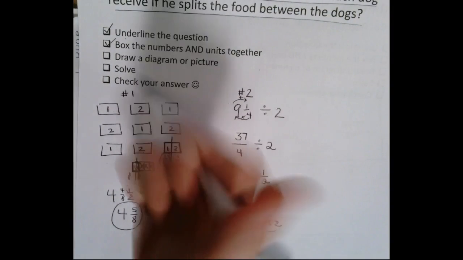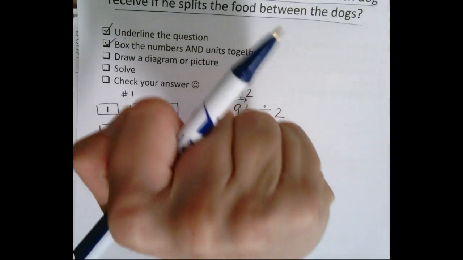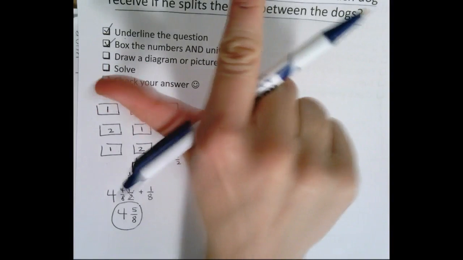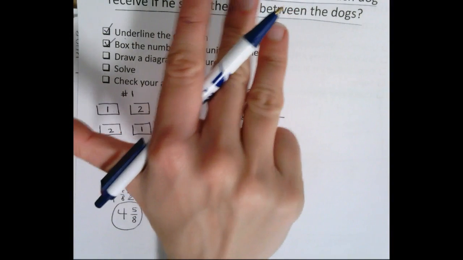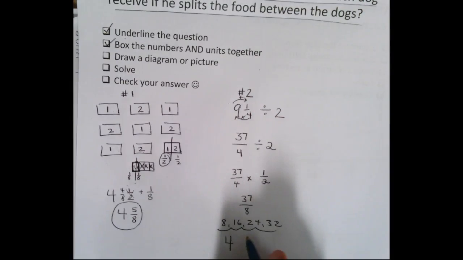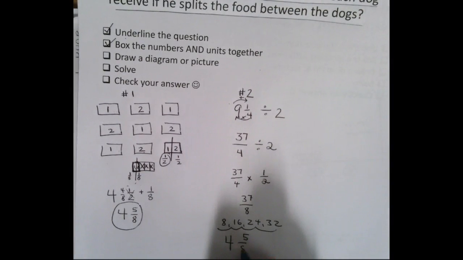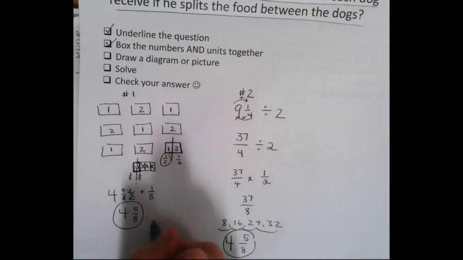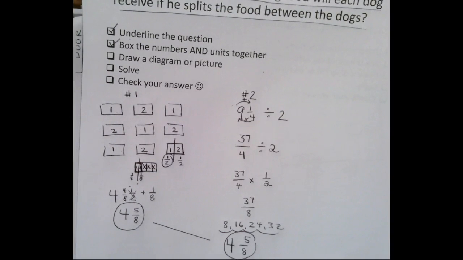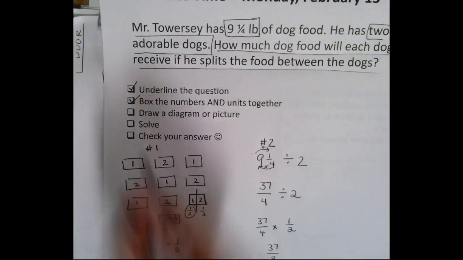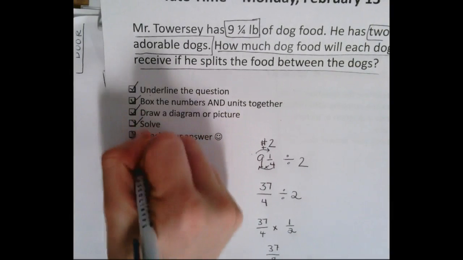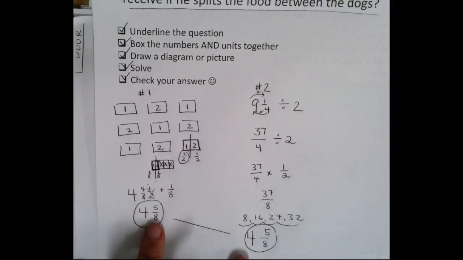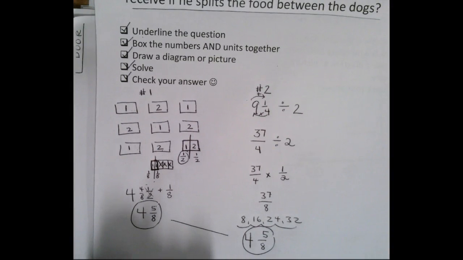We can count up. 32, 33, 34, 35, 36, 37. That makes 4 and 5 eighths. So these two answers are the same. If we go back to our steps, we drew a picture to help us out, we solved it, and we checked it because these two answers are the exact same thing. So I can see I did it in a correct way.